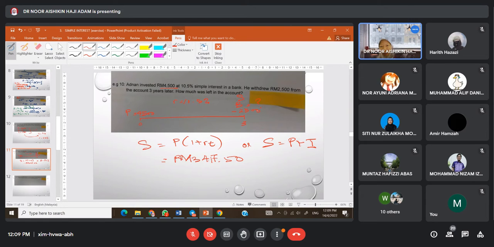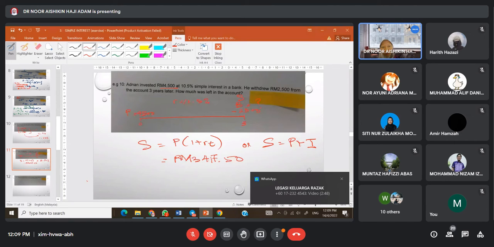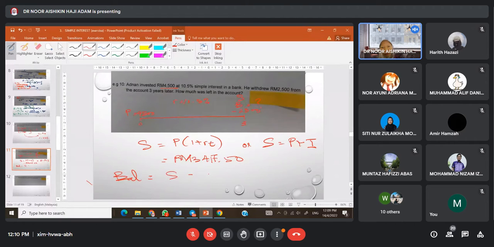But what happens here? He withdrew 2,500 ringgit. He didn't withdraw the whole amount. He only withdrew 2,500 ringgit. So to find the balance, that would be S minus 2500. And that's why the answer is, what is the answer again?